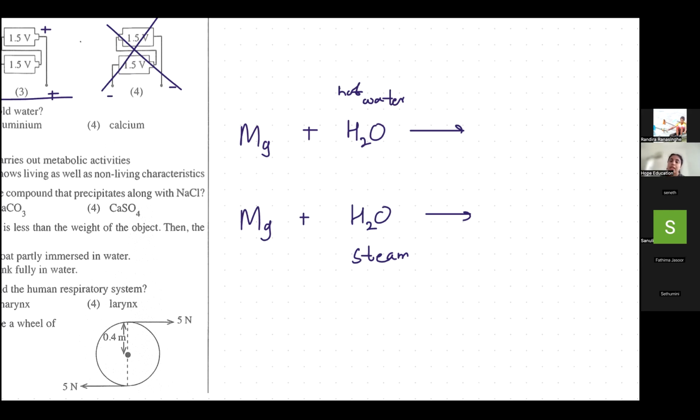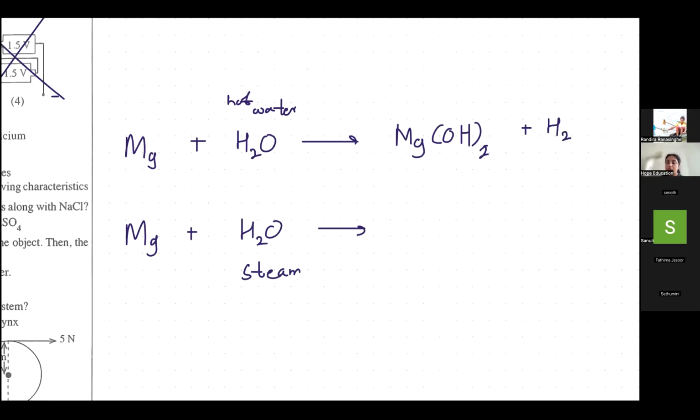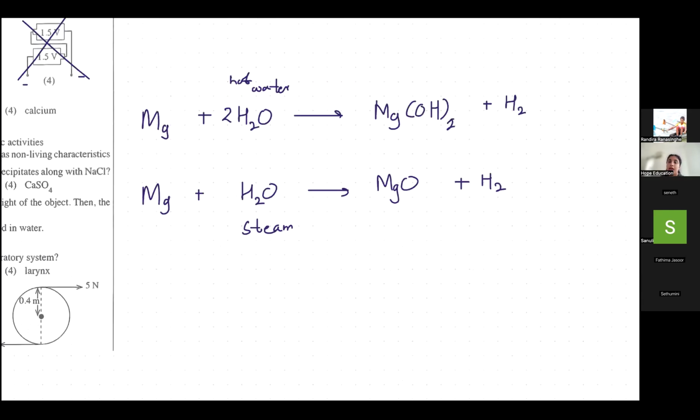Magnesium with hot water forms magnesium hydroxide plus hydrogen gas. When balancing, there are two oxygens and two hydrogens on one side and two hydrogens on the other, so I put 2 here. Magnesium with steam forms magnesium oxide plus hydrogen gas. Good. Others?